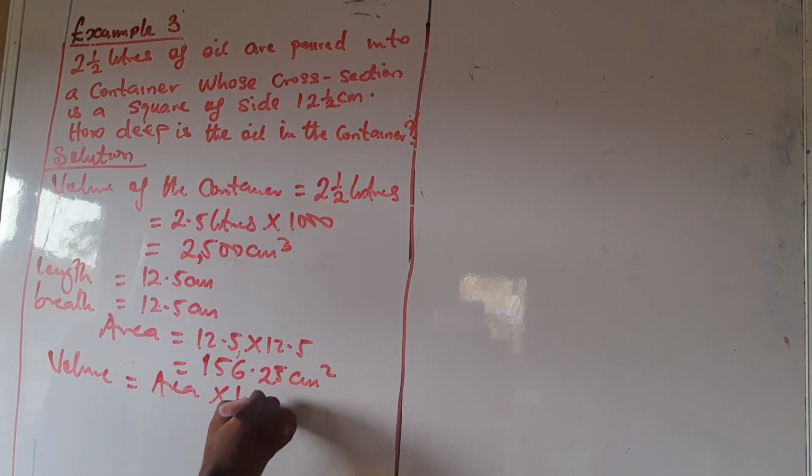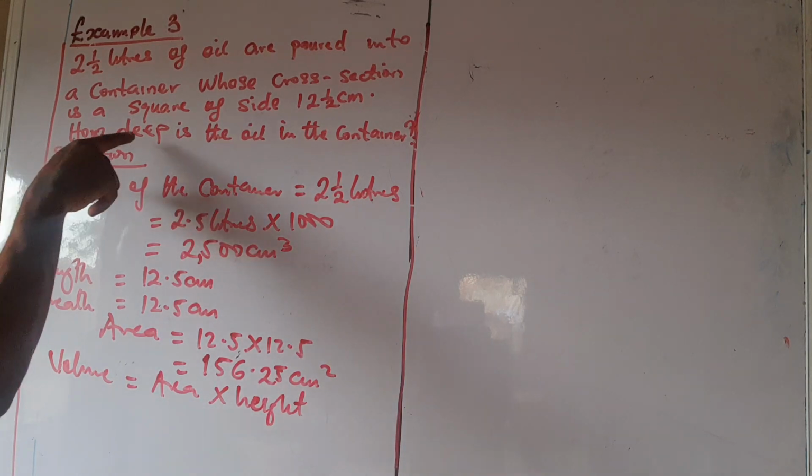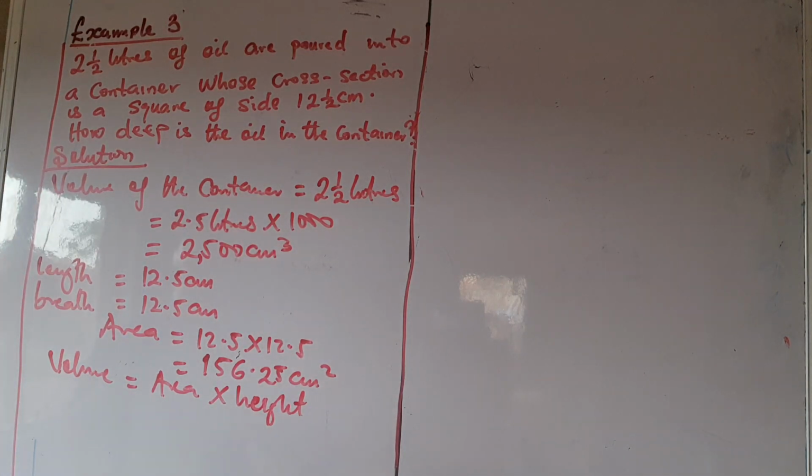And we know that the volume is equal to area times height. From here, we are asked to look for the depth of the oil, that is the height of the container. They ask how deep. The height, the depth, and how deep can be used interchangeably. They are still referring to the same thing. So looking at this, we have our volume, we have our area, so we can calculate the height, and that is the depth of the oil.